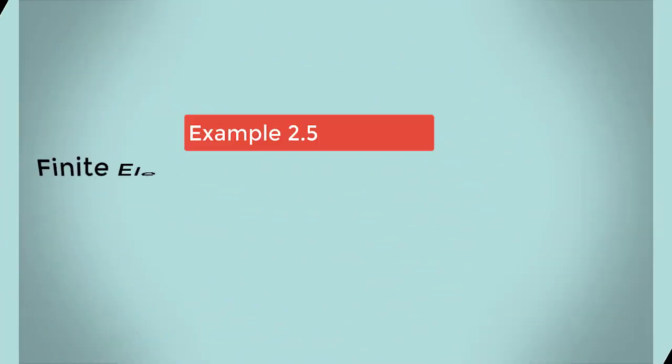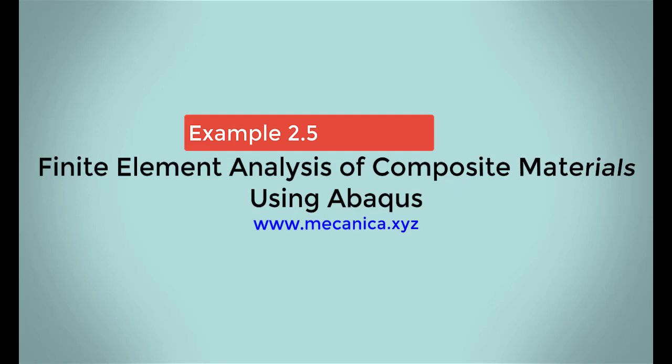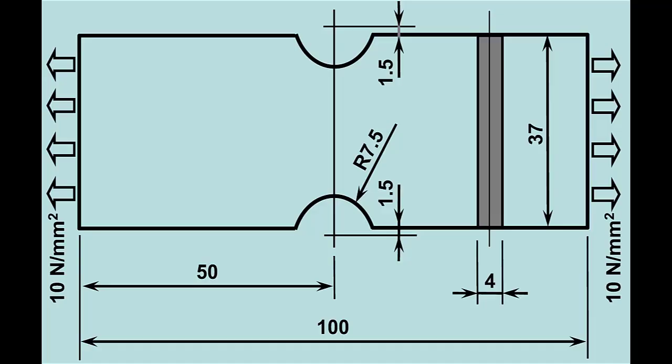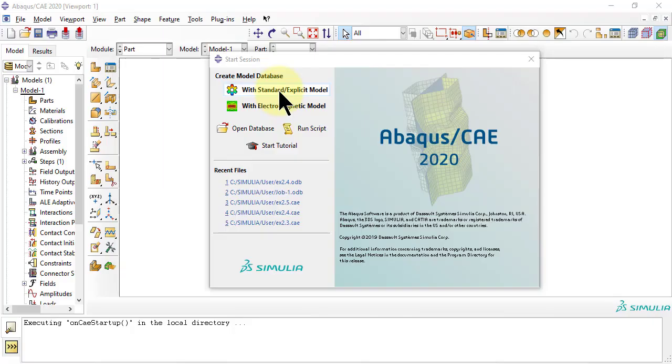Hello, everybody. My name is Ever Barbero, and today I'd like to talk about example 2.5 in my textbook, Finite Element Analysis of Composite Materials Using Abaqus. In example 2.5, we will show you how to use symmetry boundary conditions to reduce the size of the model, yet get accurate results as if you solve the entire part, structure, or component.